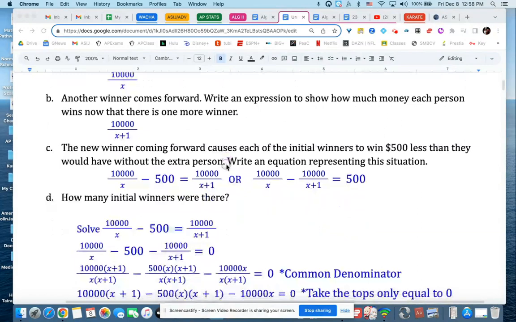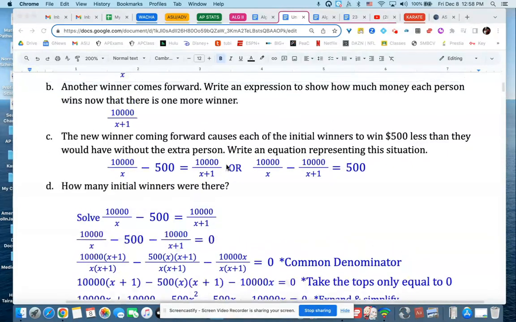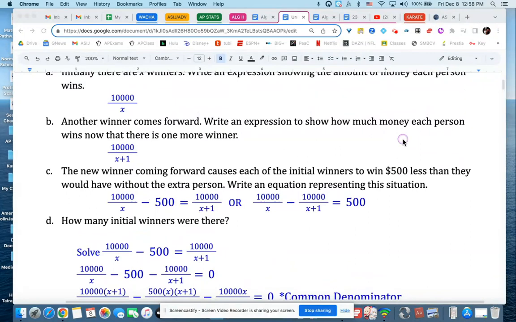Okay, moving on. A new winner came forward, and it says that after this happened, everybody got $500 less than they would have without the extra person. So here they got some amount of money, and then over here, when that extra person came forward, everybody had to sacrifice $500 of what they thought they were going to get.